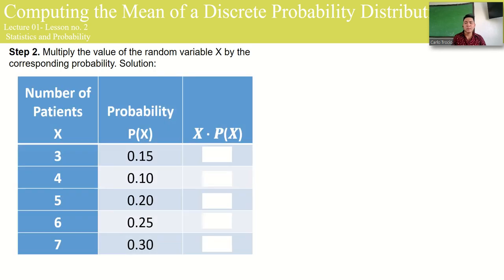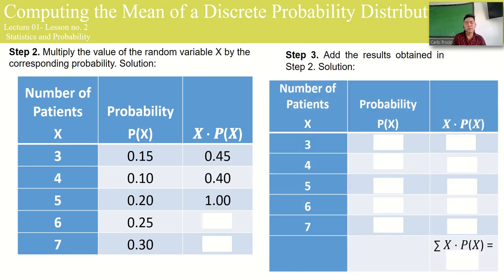Next step, you're going to multiply the number of patients by its corresponding probability for you to find the weight. Therefore, you will have 0.45, 0.40, 1, 1.50, and 2.10. Here you are multiplying x times P of x. So you have here x times P of x. 3 times 0.15, you can use a calculator, is 0.45. 4 times 0.10 is 0.40, and so on.